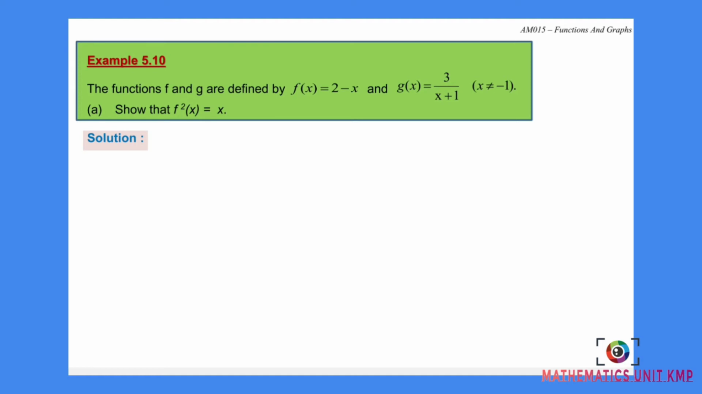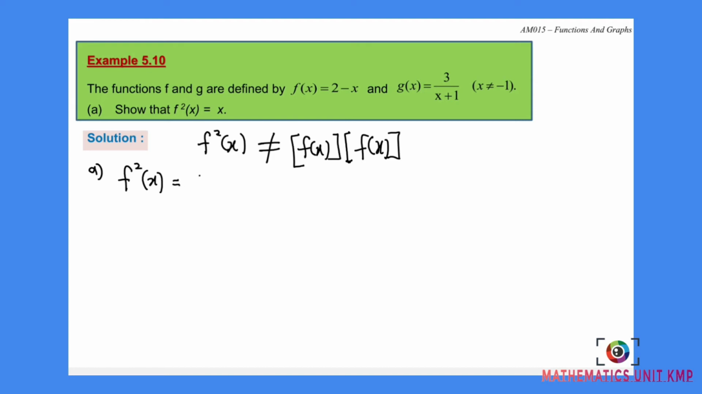Okay, yang pertama sekali, please remember that f squared x bukanlah dan tidak pernah akan menjadi f(x) darabkan dengan f(x). Tolong ingat ini. Faham? Jadi, what is f squared x? F squared x adalah composite f yang dimasukkan dalam f balik. Okay, how do you do the composite?